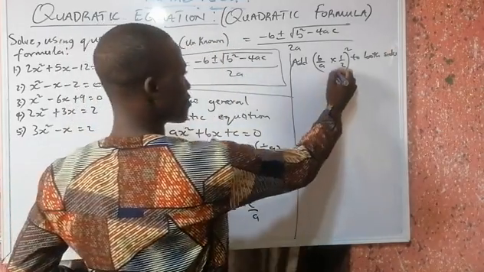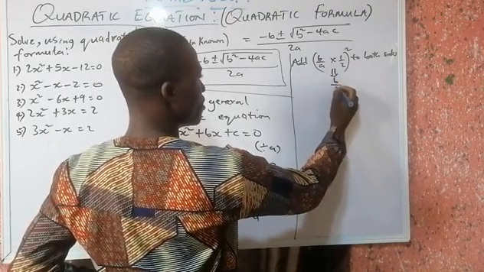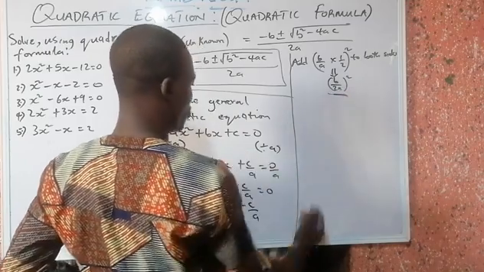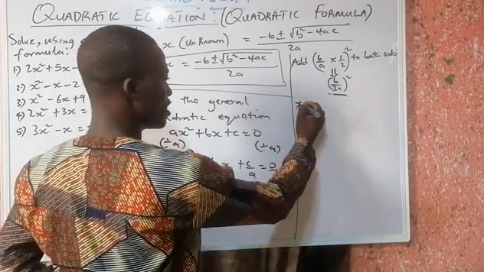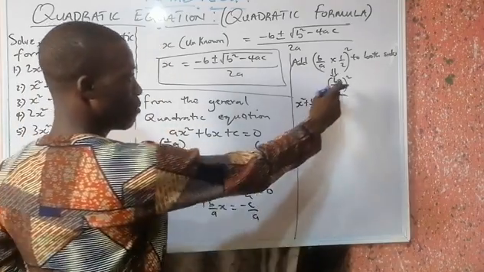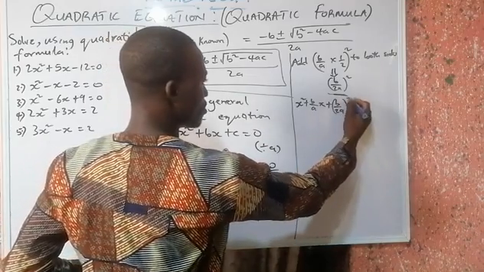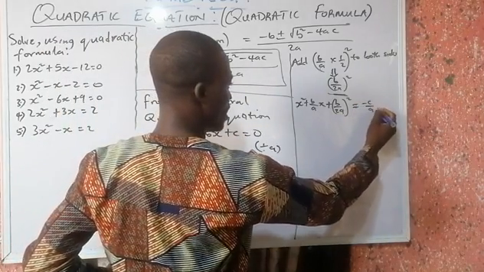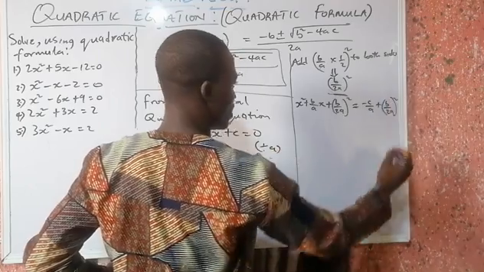Adding this to both sides, we know that this will actually become b times 1, a times 2, 2a, that will be square. So this is what we are adding to both sides, this side and this side. So let's do that. That will be x squared plus b over a x plus b over 2a squared equals minus c over a plus b over 2a squared.